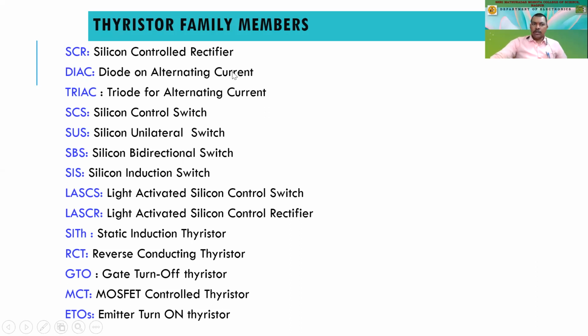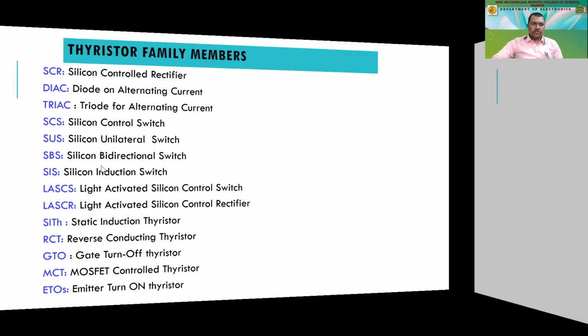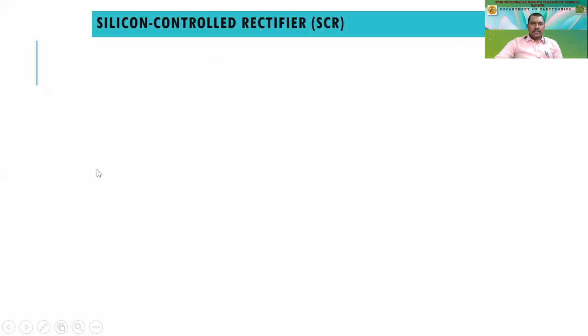So we have the silicon controlled rectifier, diode for alternating current, then triode for alternating current. These are some more SCRs that we have, which we call the silicon controlled switch and silicon unilateral switch. They are not in our syllabus right now, so we won't go in depth on that. But these are some of the thyristor devices which are available. Right, so let us start with that.